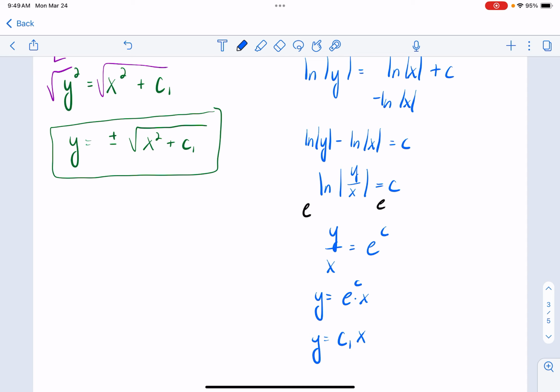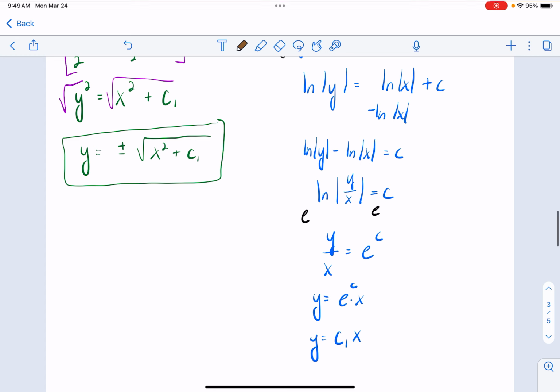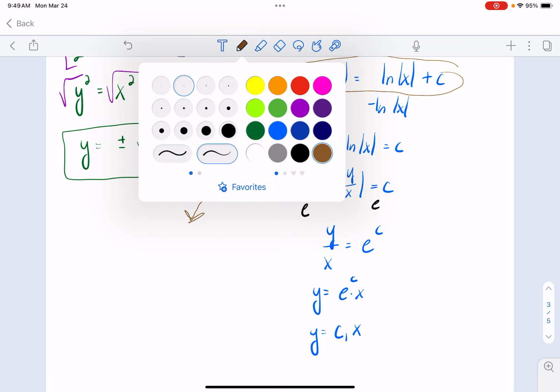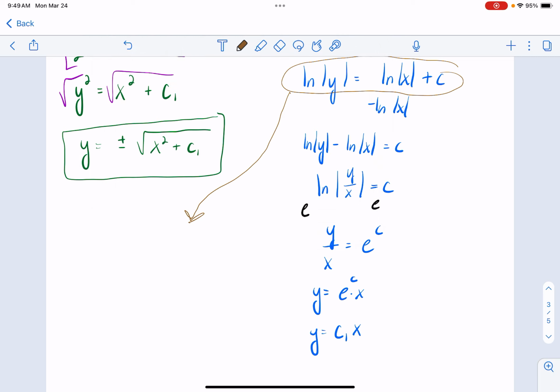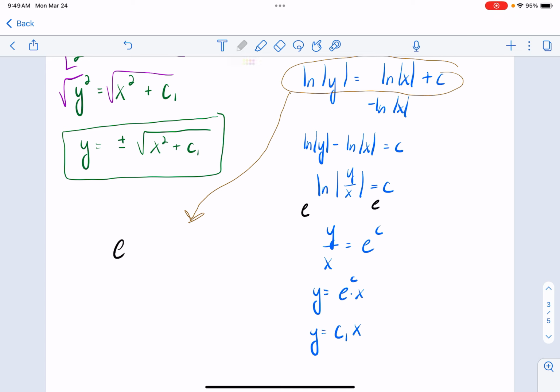But let's say that you didn't notice that, and instead, let me make some room here. Let's go back up to this step here, and let's come down here. Let's say instead you said, I'm just going to raise both sides to the power of e. That would look like e to the natural log of the absolute value of y equals e to the natural log of the absolute value of x plus c.